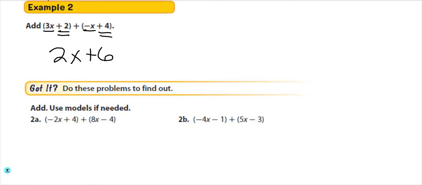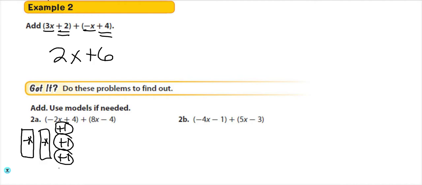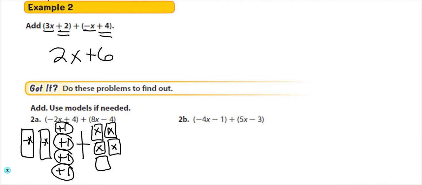Okay, let me go ahead and do the got it question with you on the first one here. So if you want to use models, you can, and I'll show you how to do that. So this one's negative 2x. Okay, and then we have positive 4. Okay, then plus, and then we have 8x, so this is where it gets a little time consuming to draw this out. And then we have negative 1.